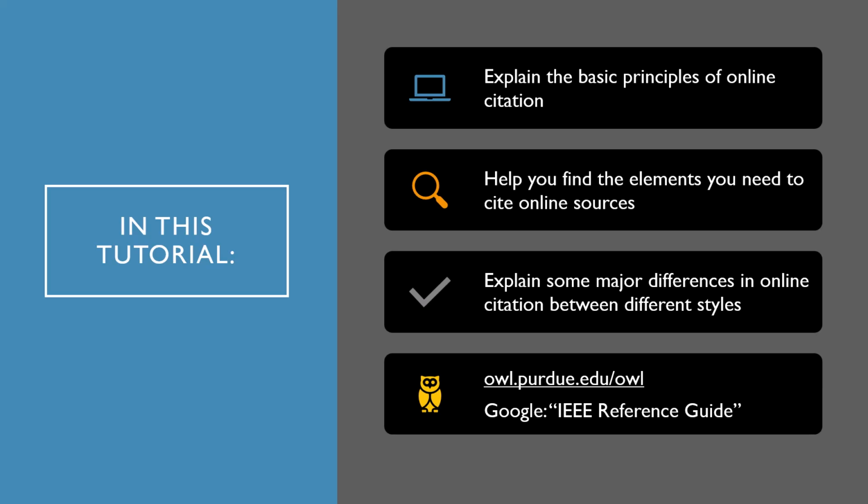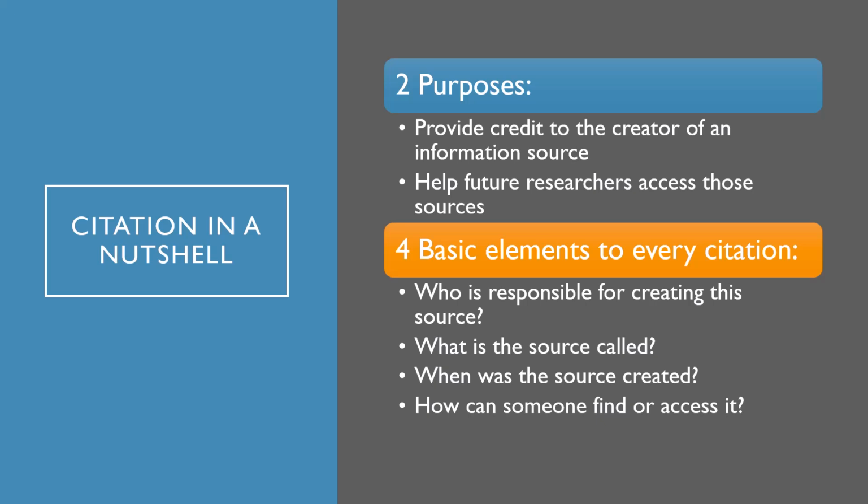For anything beyond this basic information, I strongly suggest you check out the website for Purdue University's online writing lab at owl.purdue.edu/owl, and check the specific guide for the style you're using for specific examples. If you have questions regarding IEEE, Google IEEE Reference Guide, and you can access a PDF of the guide for free.